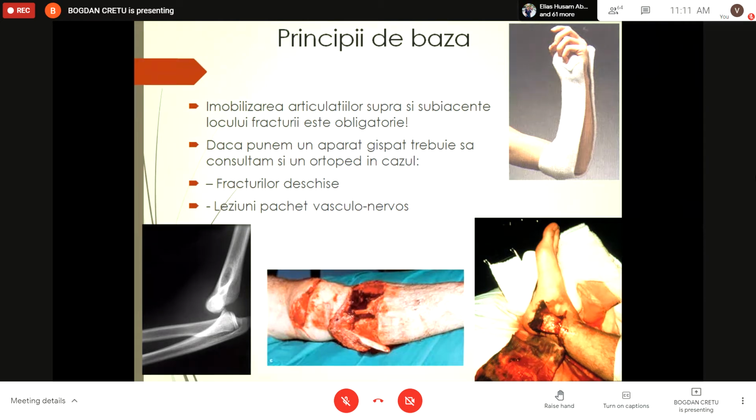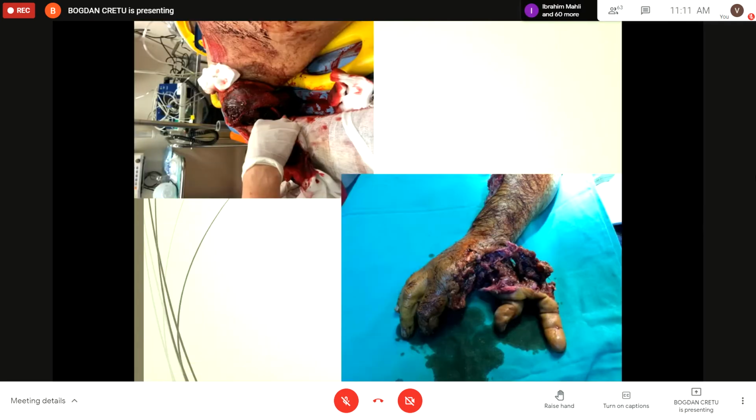So we always have to consult an orthopedic surgeon when we use some kind of immobilization in the emergency room, in the ER. Always call an orthopedic, because the patient may have open fractures or vascular or nervous lesions. Some other examples of lesions that are immobilized in splints, not in casts, till the patient arrives in the OR.